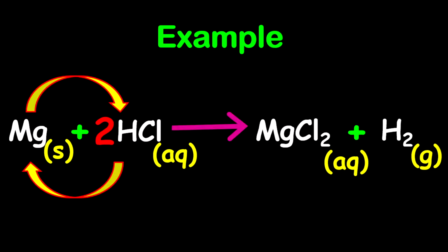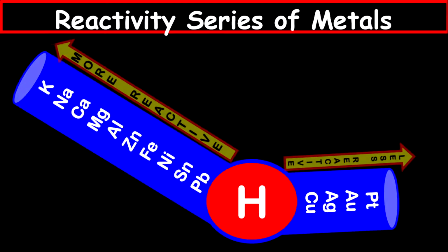Now, based on this example, and as I mentioned before, for a metal to replace hydrogen, the metal must be more reactive. So let's sit tight and observe the reactivity series of metals. Displaying in this diagram, the metals on the left are more reactive than hydrogen, and they are able to replace hydrogen in acid-metal reactions. The metals displaying on the right are less reactive than hydrogen, and they are not able to replace hydrogen in acid-metal reactions.